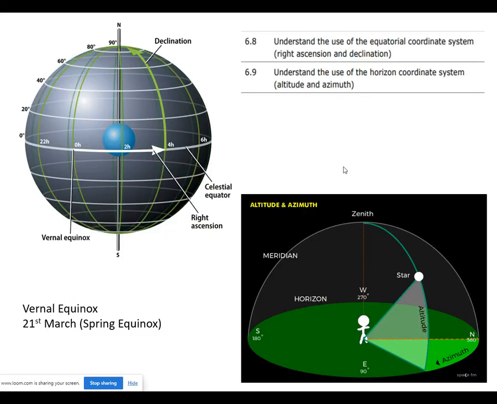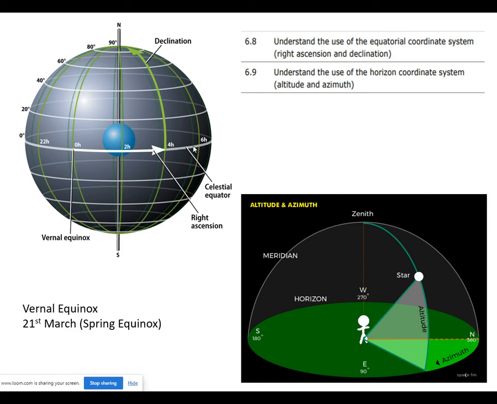Now, these are things that people can get a little muddled up with. We have 3 ways of finding our way around. The first thing is latitude and longitude. So that's our way of finding our way around the Earth. If you project the celestial sphere, we have ways of finding our way around the celestial sphere.